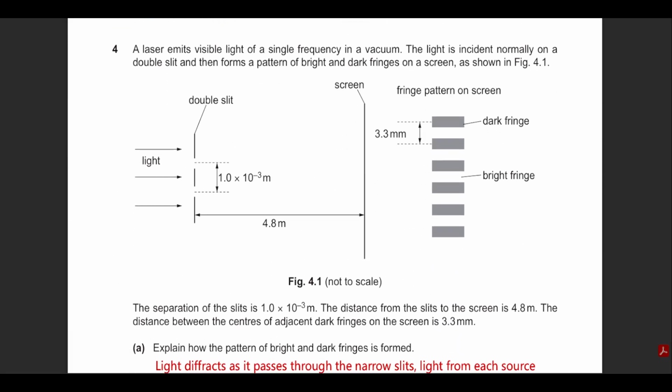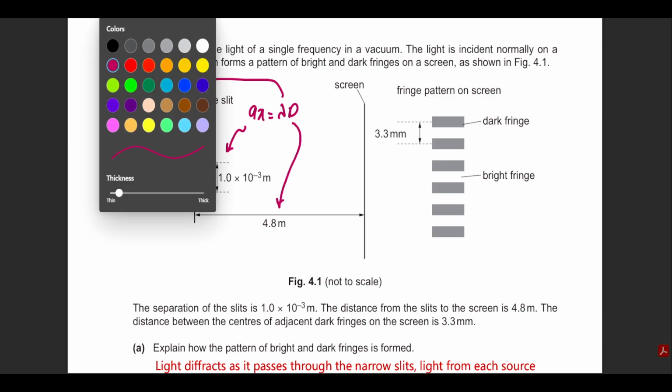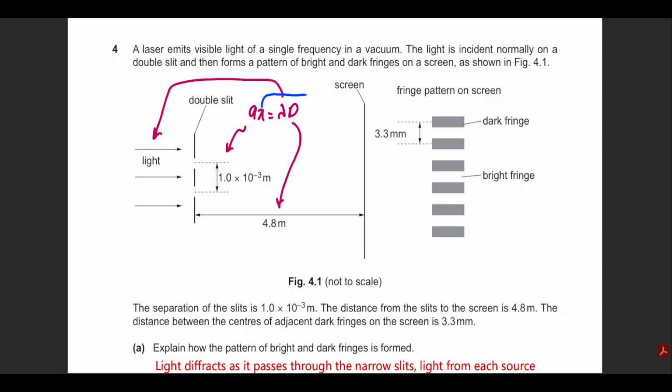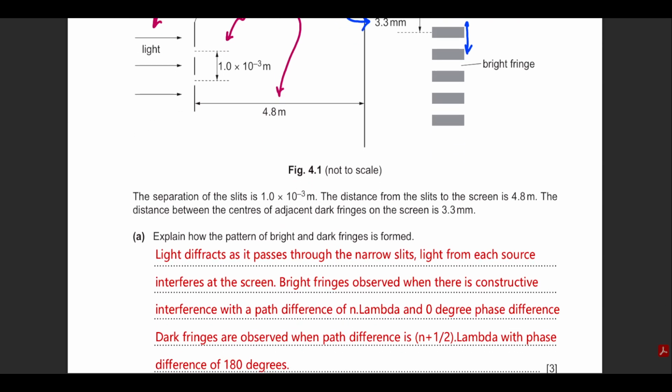Question number 4, very easy and very nice question in terms of double slit experiment. A laser emits visible light of single wavelength frequency in vacuum, X, Y, Z, whatever. It's a double slit experiment. So the equation we're going to use is Ax equals lambda D. This is A, this is lambda, wherever that lambda may be, and this is D. The X is actually mentioned here, the gap between the fringes. It could be between the dark to dark fringes, could be between center of bright to the center of next bright. So that's probably the same.